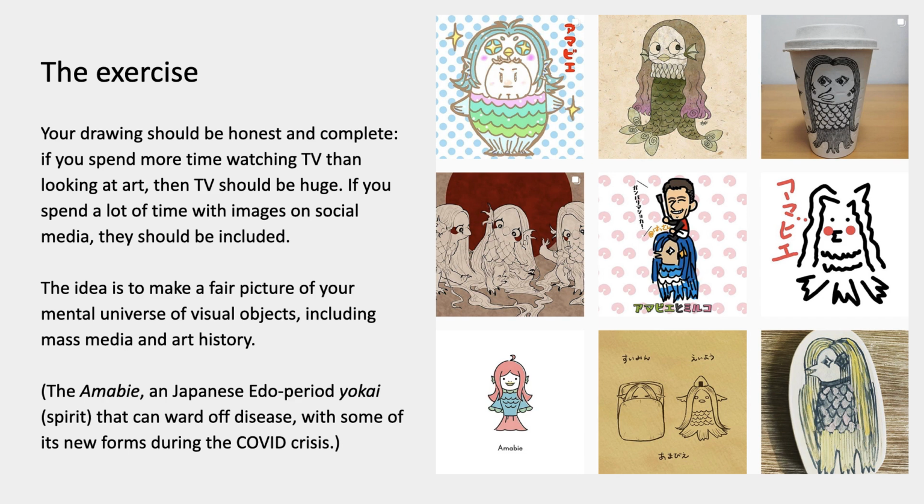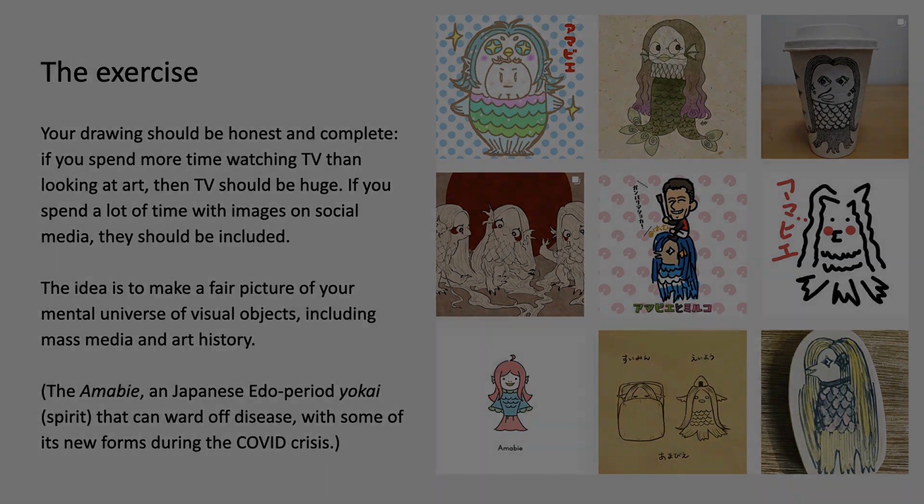And this is my random example from the internet of the kind of thing that, if it's something that you look at, should definitely show up. It's an Edo period yokai that became popular during the COVID crisis.